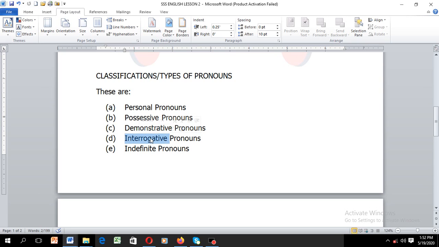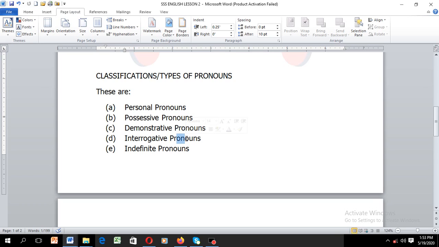The next is interrogative pronouns. These pronouns are used to ask questions. If you like, we can say interrogative pronouns are pronouns that come with WH questions: who, what, which, whose, whom, and so on and so forth.